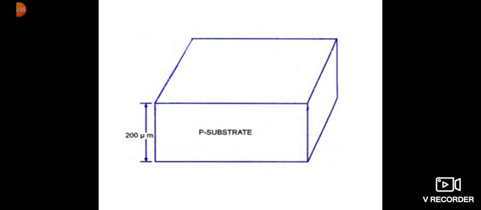For the particular circuit I have considered to be fabricated in the monolithic IC form, a P-type rectangular substrate of thickness about 200 micrometer or micron is cut out from a wafer, obviously a silicon wafer, using a diamond cutter in the required dimension or size. That is, in this case I have taken the substrate of thickness 200 micrometer.